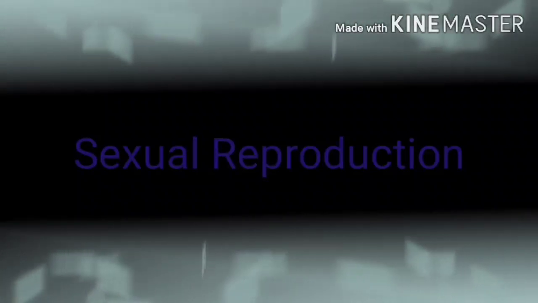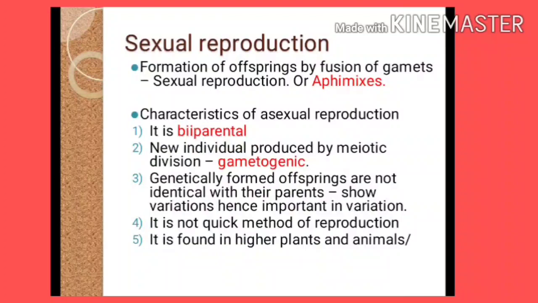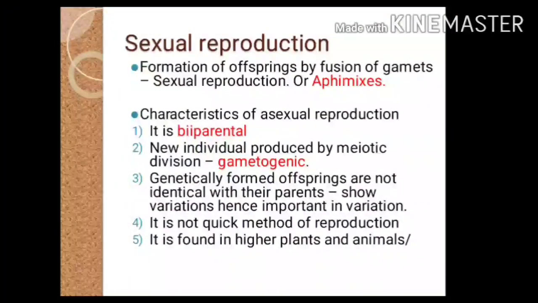Now let's see sexual reproduction. In sexual reproduction, there is formation of offspring by the fusion of gametes. That's why it is known as sexual reproduction. Here both the gametes are required, both are important. So here it is known as amphimixis. Amphi means both, and mixis means both the gametes get mixed, so that's why it is known as amphimixis.